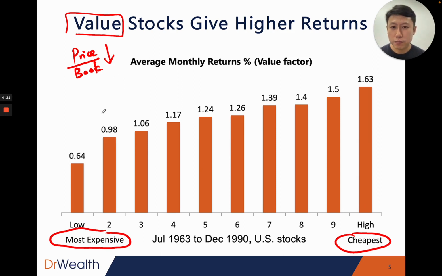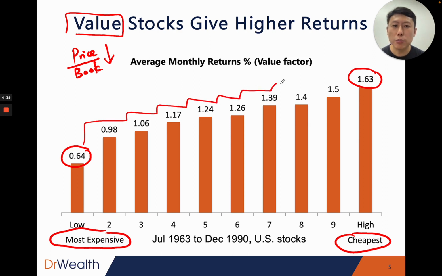And they tested and looked at the returns from all these 10 different portfolios. And what they found was that if you bought the most expensive group, the return was 0.64% per month. And if you bought the cheapest group, you get 1.63% per month. And you can see this staircase pattern, right?